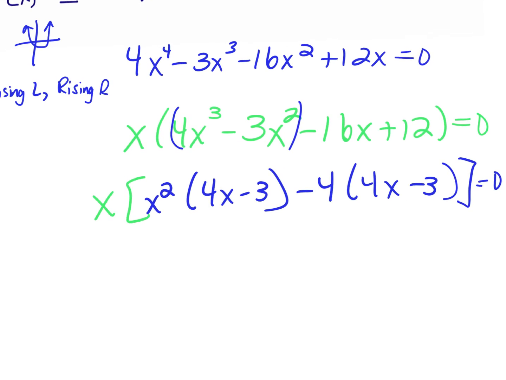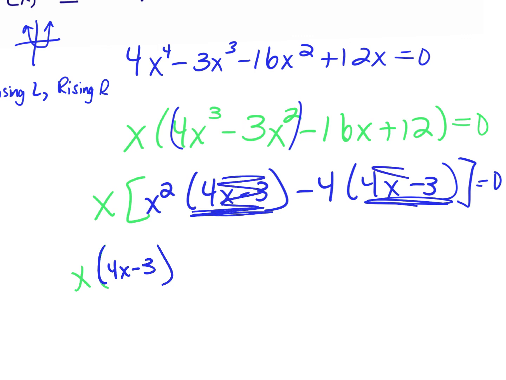Okay, so we still have our x that we factored out at the very beginning. What is the new GCF? What's that new parenthesis I have created that I see twice? So I have 4x minus 3. And then what happens with x squared minus 4? Put them together. Now, am I done?